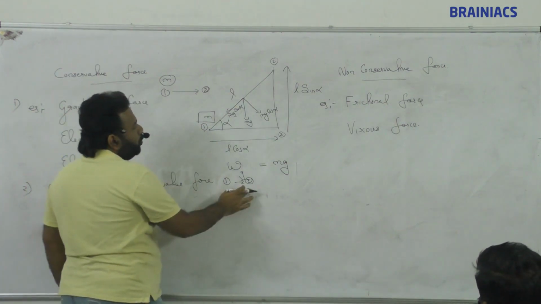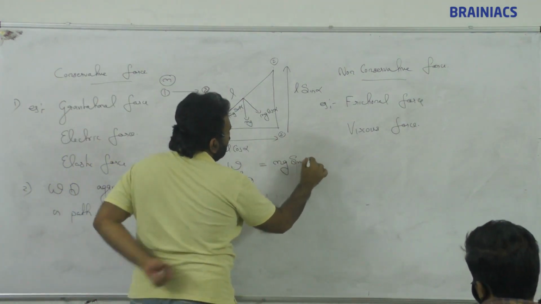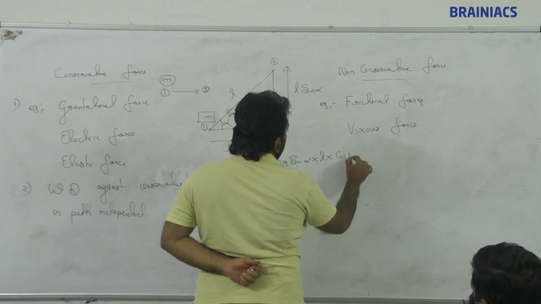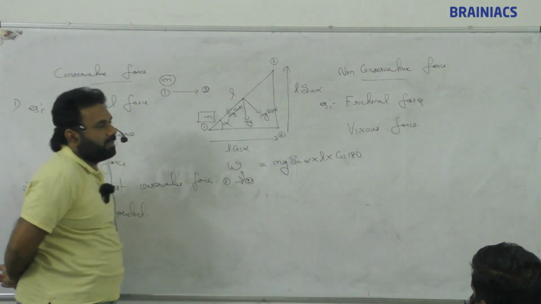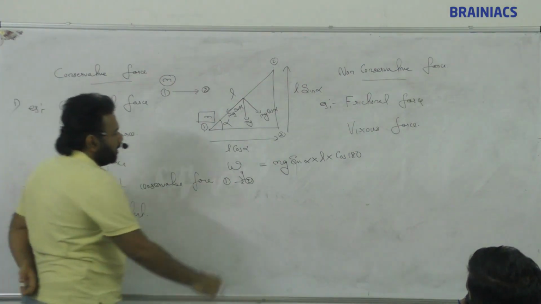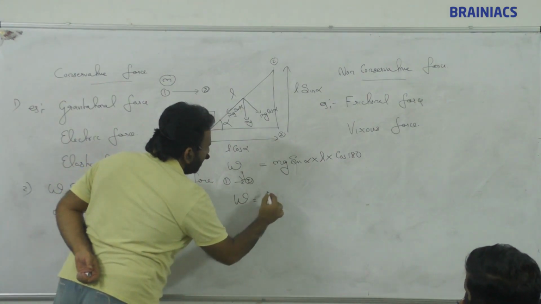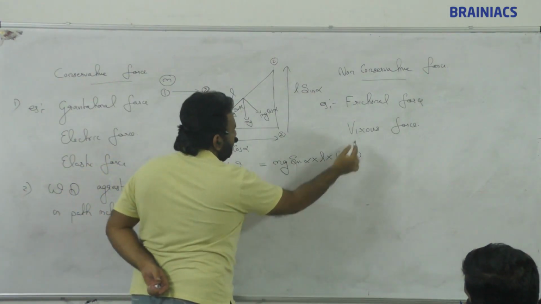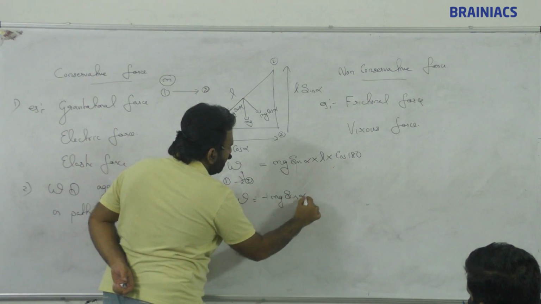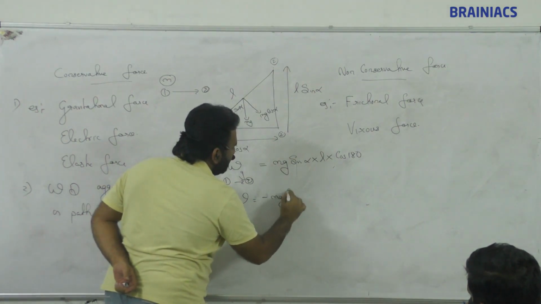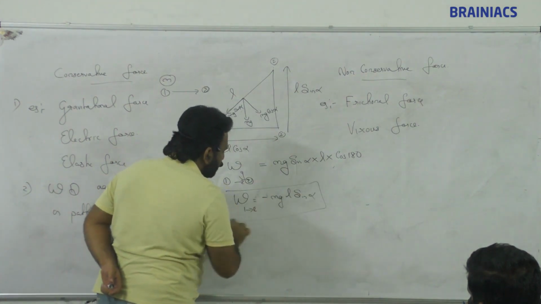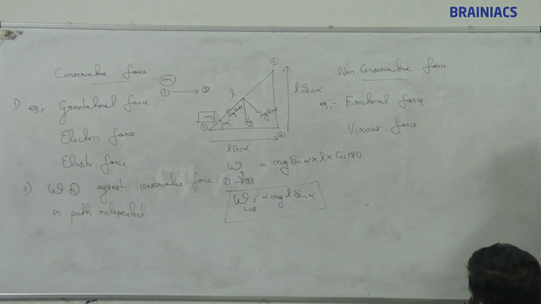Okay, so from 1 to 2, I am interested in mg sin alpha into L into cos of the angle between them, cos 180. Is it correct? All of you agree? Mg sin alpha into L into cos 180. So this work done is nothing but this will become minus 1. So minus mg L sin alpha. This is from 1 to 2.